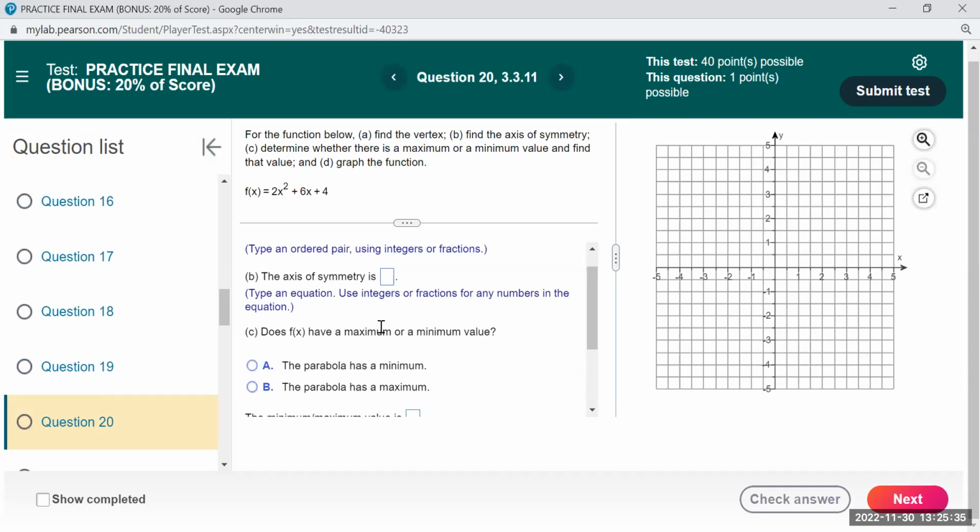With the function below, find the vertex, axis of symmetry, determine max or min. Determine whether there's a maximum, and find the values. And graph. So f of x equals 2x squared plus 6x plus 4.